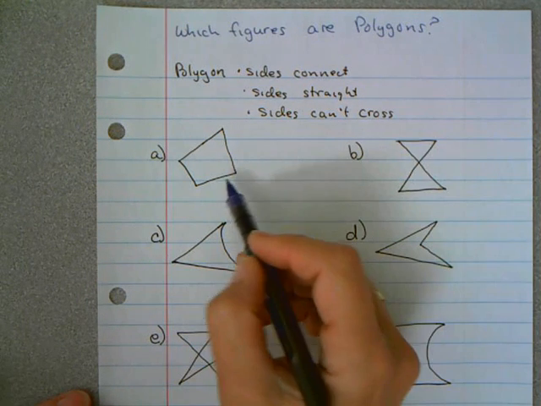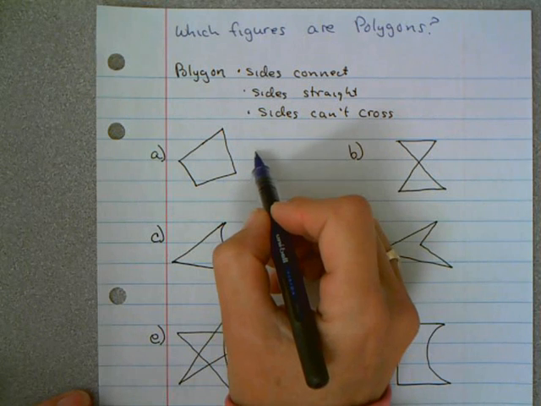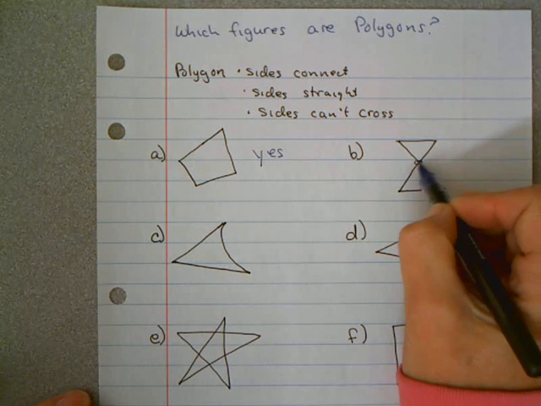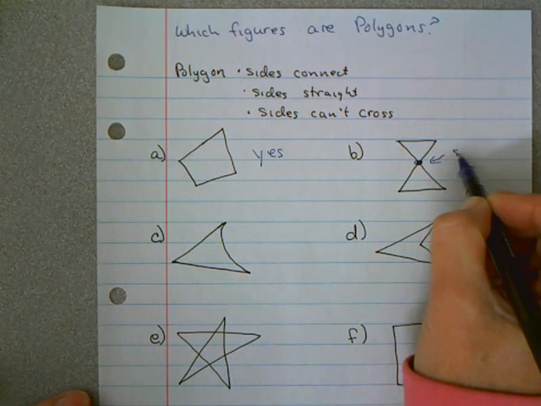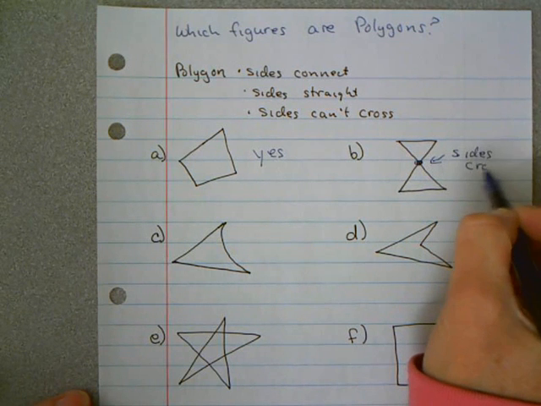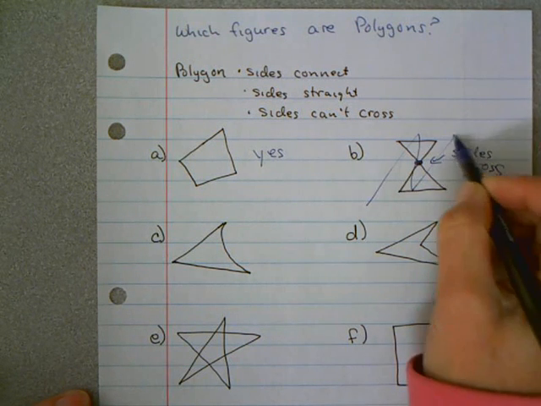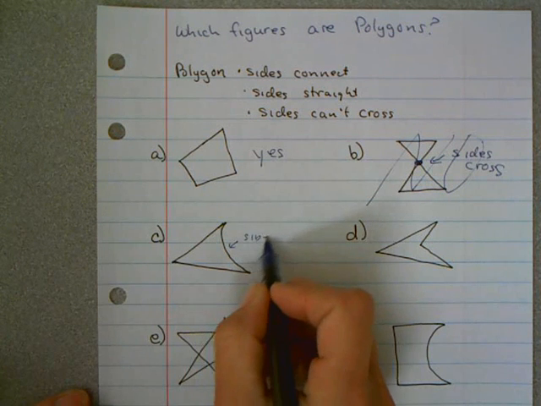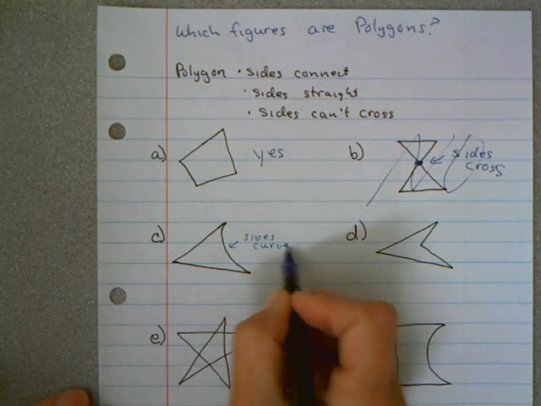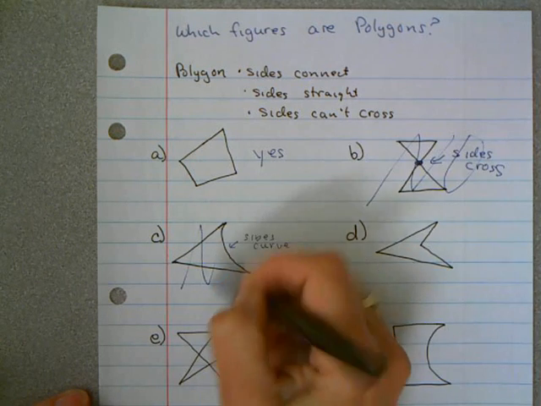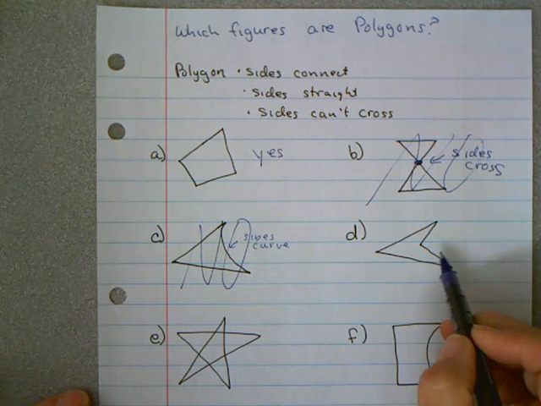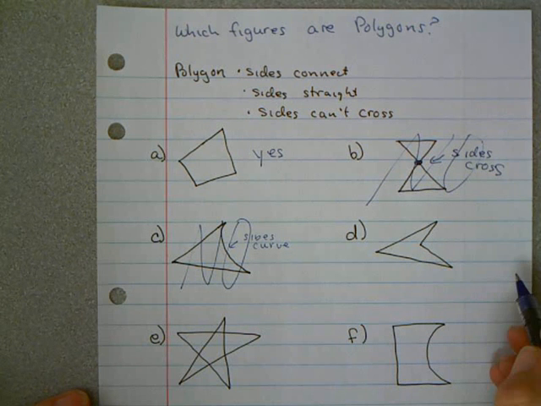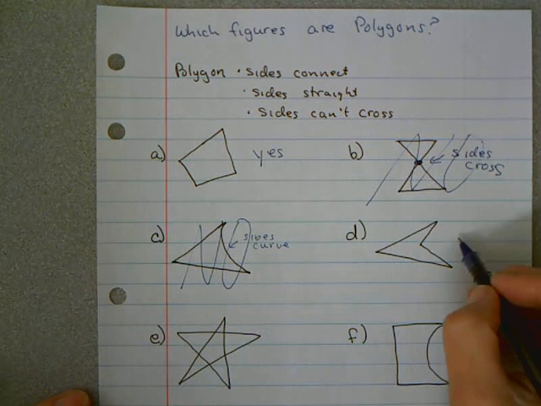Look here, fits all three criteria. Yes, it's a polygon. Here, the sides cross. So that's a big no. Here, the sides curve. And they have to be straight. So there's another no. Here, they connect. They're straight. They don't cross. Here's a yes.